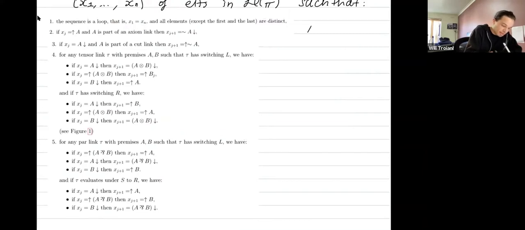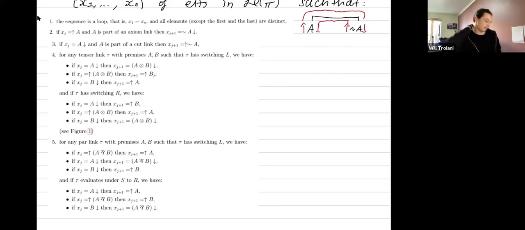The way that I think about condition two is this: if you have an axiom link and you've got the up element and the down element of each, then if I have the up element of this A and it's connected with an axiom link to this not A, then what has to come next is the down element of the corresponding formula along the axiom link. Same thing here: if I have up of not A, then that has to come across to be this down A over here.